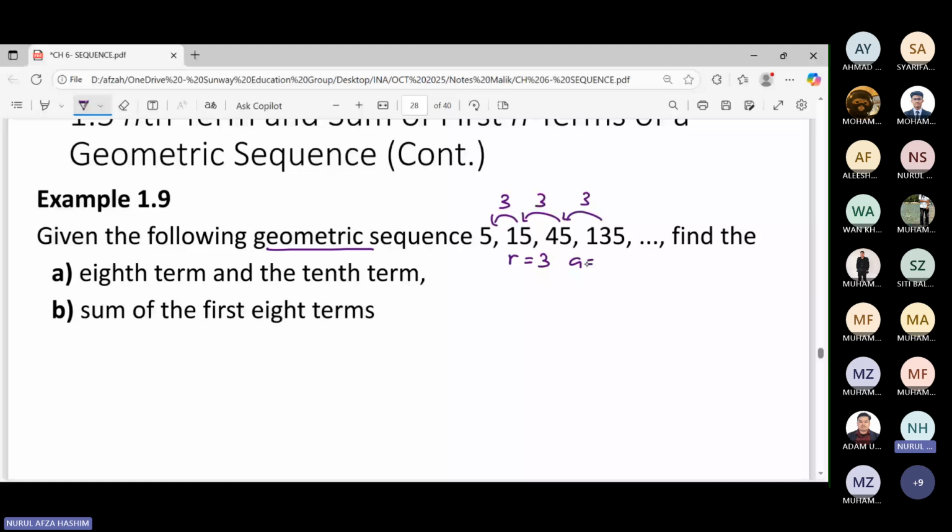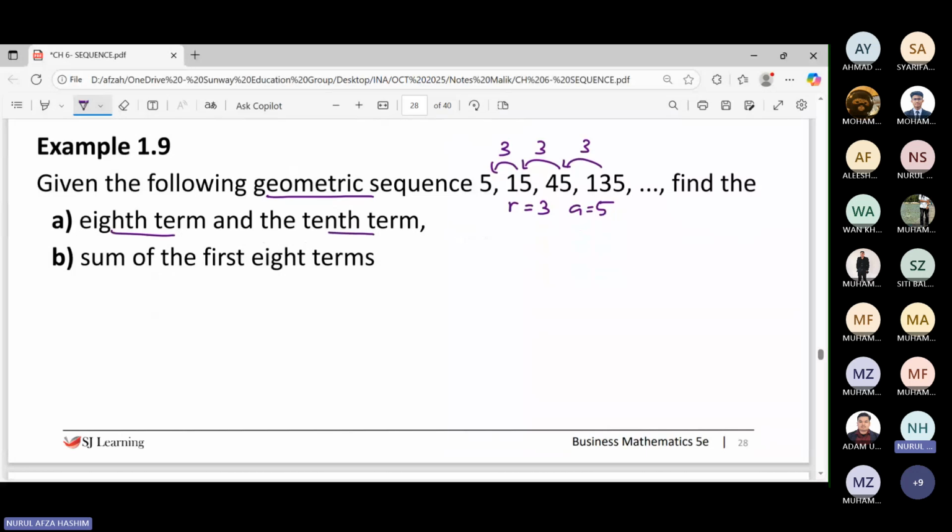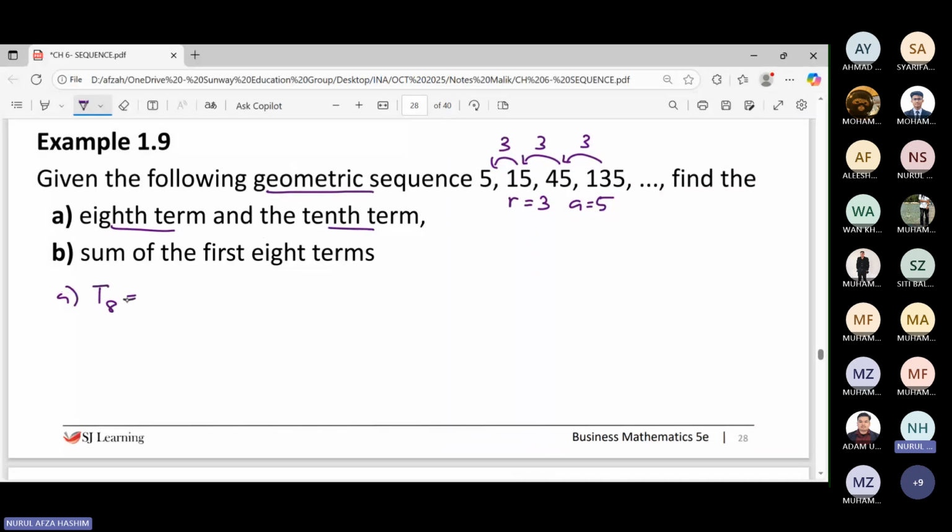So they're asking you the 8th and the 10th term. How to find the value here? For T8, remember the formula. The formula should be Tn equals A R power of n minus 1. So T8 is going to be 5 multiplied by 3 power of 7. And then T10 should be 5 multiplied by 3 power of 9. There you find the value here.